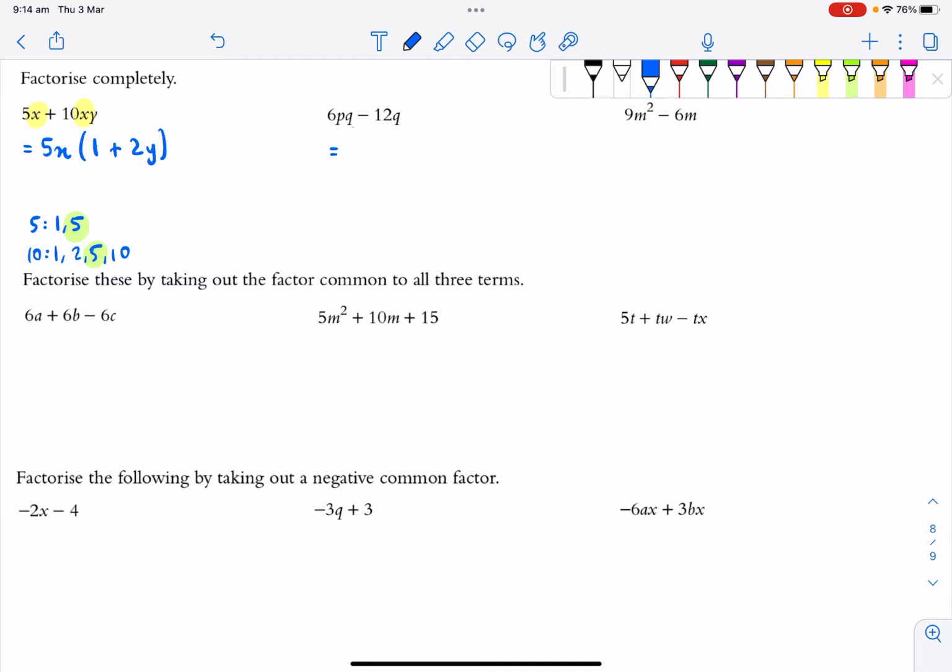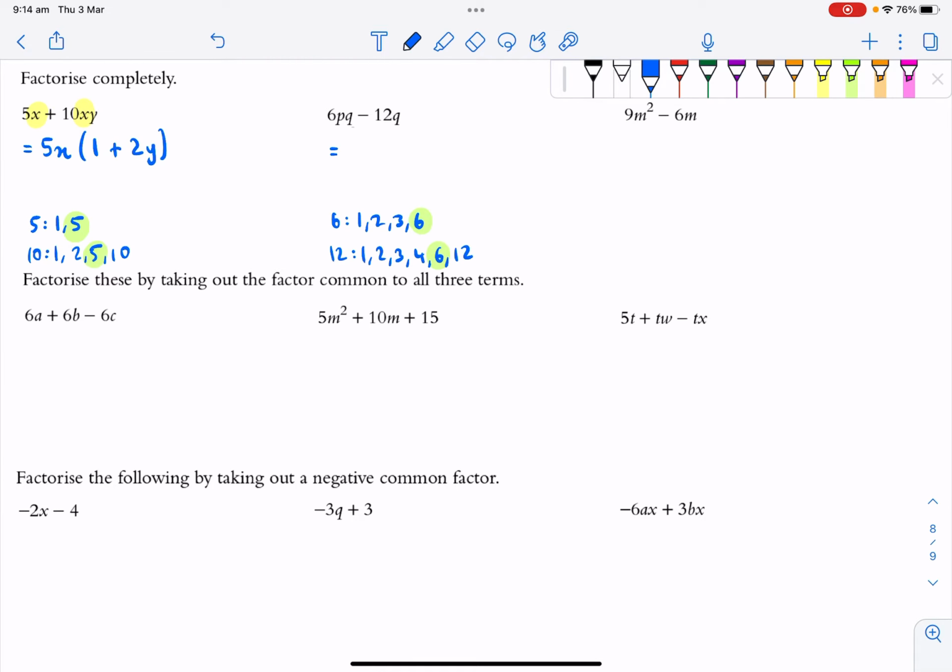6pq minus 12q. Let's start with the numbers first. So we have 6 and 12. The factors of 6 are 1, 2, 3, 6. For 12, we have 1, 2, 3, 4, 6, 12. Now I can see the highest common factor is 6 for sure. So we take out 6.